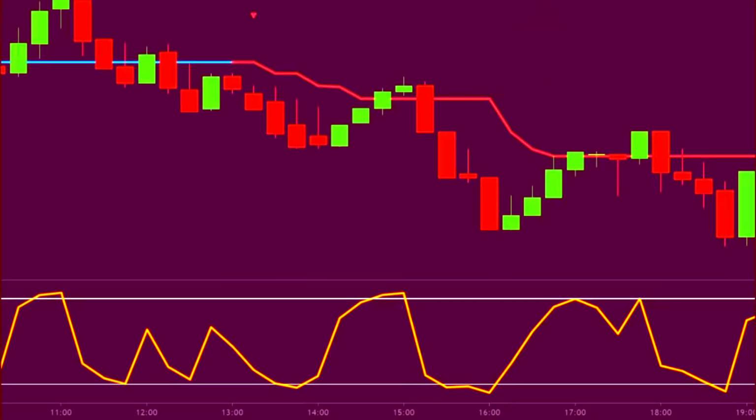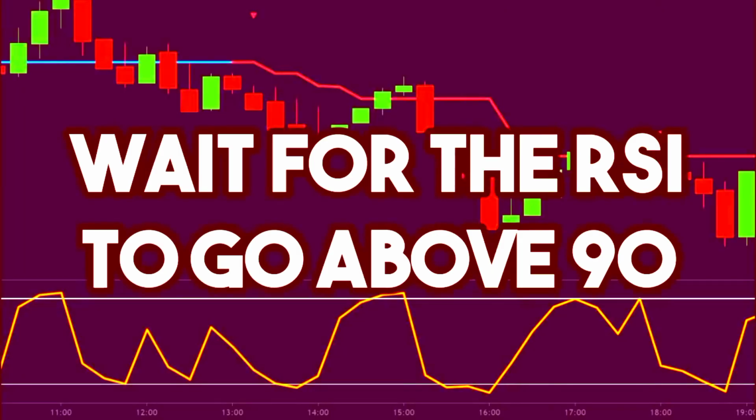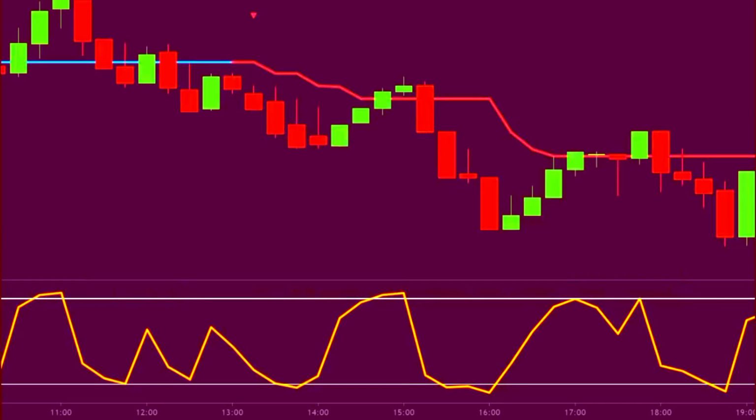Therefore, we are looking for selling opportunities only. So we wait for the RSI to go above 90. Here we see that on this candle the value of the RSI is above 90, so it satisfies both the rules. The half-trend is red and the RSI is above 90. Hence this becomes our trigger candle. So we place a sell order below the low of this candle. As you can see, the subsequent candle does not trigger our sell order, so we can scrap the trade.